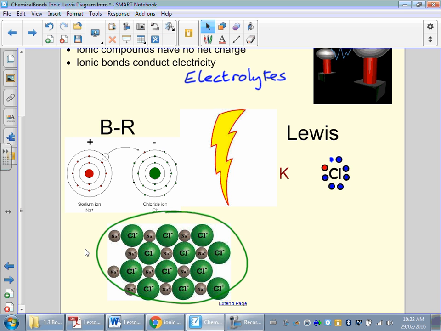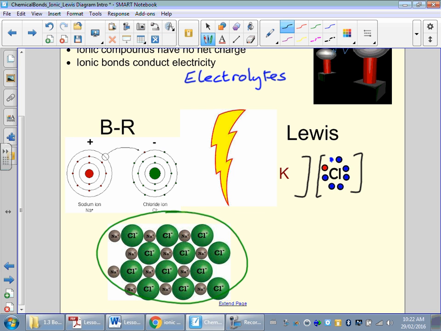Now, because of that, we can show that in Lewis, but in order to show it, we must add a couple of things. They now have charges, so these are now ions. The way that we show it is we use square brackets, and we show the ionic charge. So the K became +1, and the chlorine becomes -1. In ionic bonding, square brackets are used to show the presence of ions. So that's the Lewis dot diagram for the compound potassium chloride.